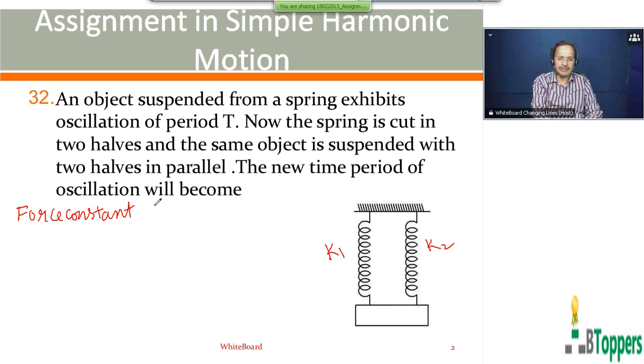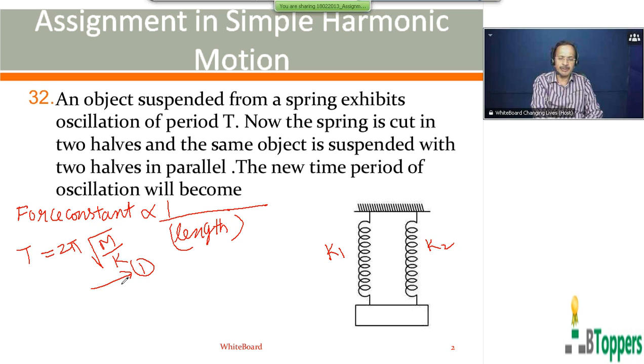So when two springs differ only in length, as I discussed in one of the special cases earlier, the force constant of a spring is inversely related to the natural length of the spring. The original spring mass system oscillates with the time period denoted by t. So the time period of the object when suspended from the original spring with force constant K can be written as 2 pi root of m by K.